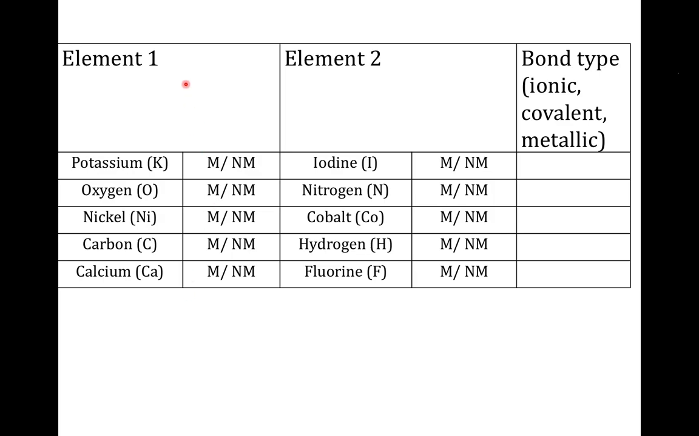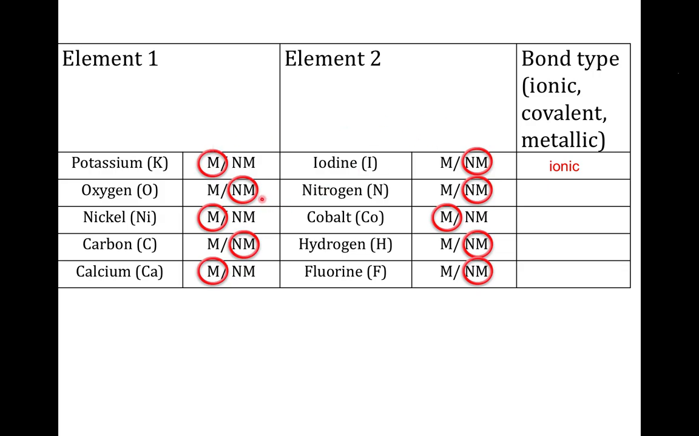Okay, welcome back. So the potassium is a metal, oxygen's a non-metal, nickel's a metal, carbon's a non-metal, and then calcium is a metal. And hopefully you got these. How'd you do on those? Cobalt is the only metal in the second column. So when a metal bonds with a non-metal, what type of bond do we get? We get ionic. Okay, that's how that works.